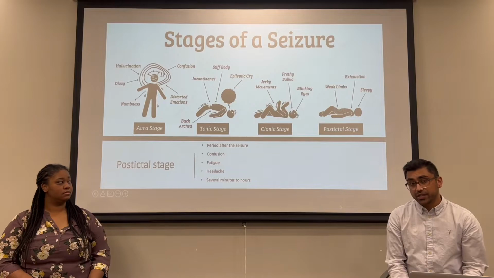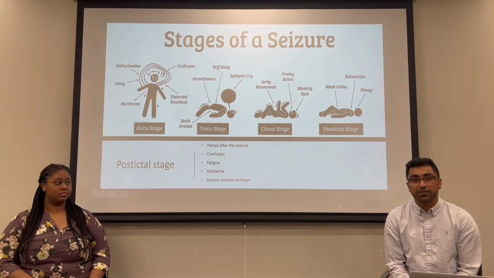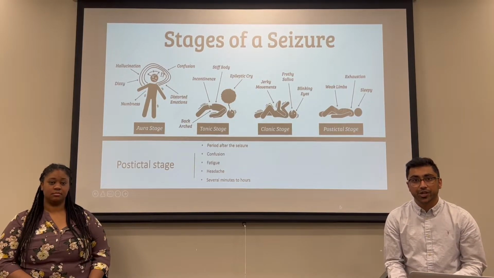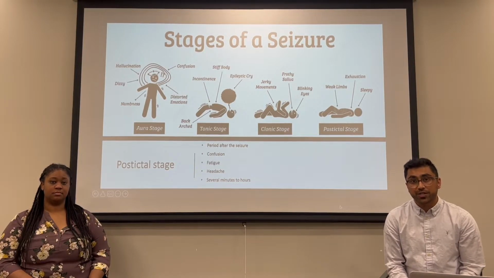So what are some of the stages of seizure? An aura is kind of generalized to all seizures, but basically it's a feeling that someone will get before the seizure starts. This can range from dizziness to a change in emotions to seeing lights or hearing sounds. For each person it's different.